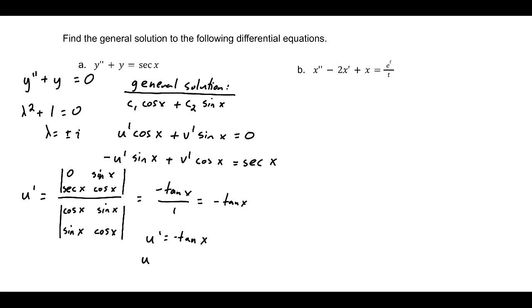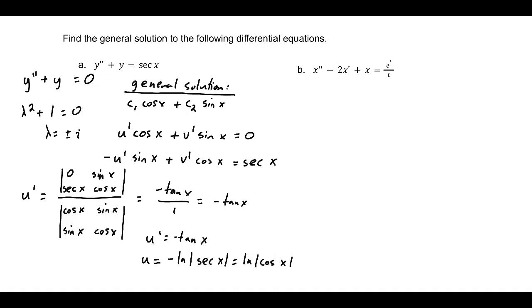Now that means, finding our antiderivative, that u is equal to negative natural log absolute value of secant x. Alternatively, that is equal to the natural log of the absolute value of cosine x, plus c for our constant of integration, which won't come up in our solution.